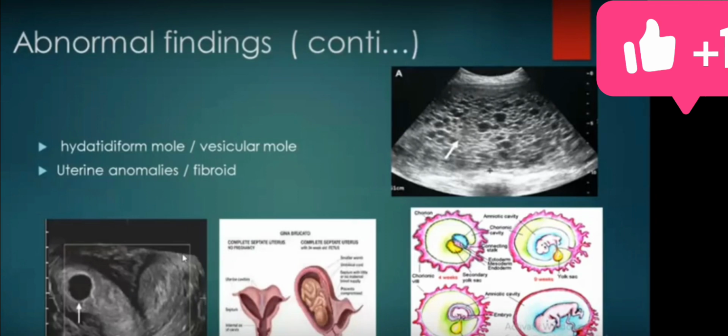Another rare complication, a uterine anomaly, can also be seen in the first trimester scan. This is uterus didelphys, that is, there are two halves of the uterus. Sometimes an embryo may attach in a particular horn, so there may be early preterm labor or even abortion. This is an ultrasound image of a bicornuate uterus. You can see the gestational sac in one horn.